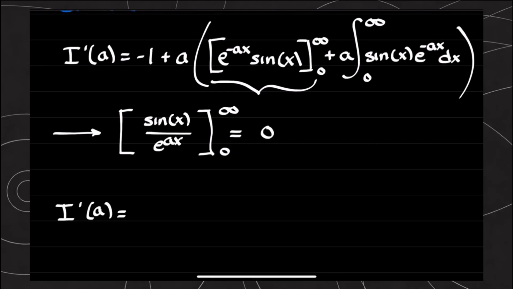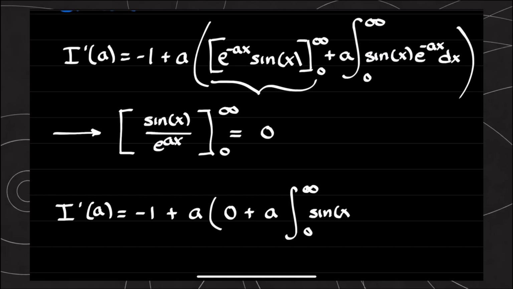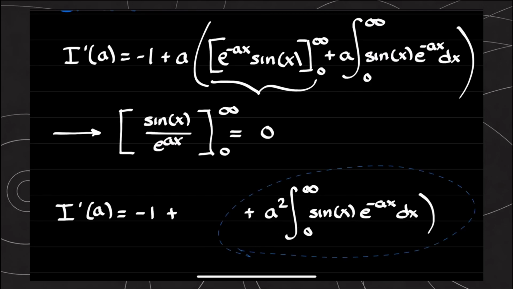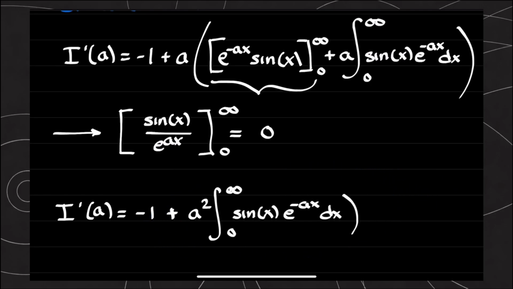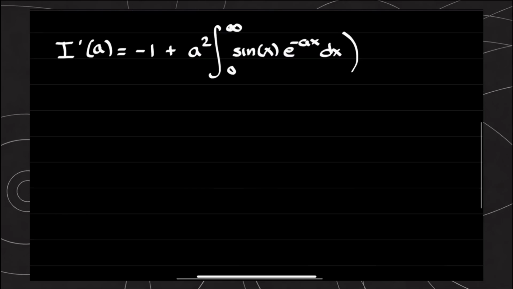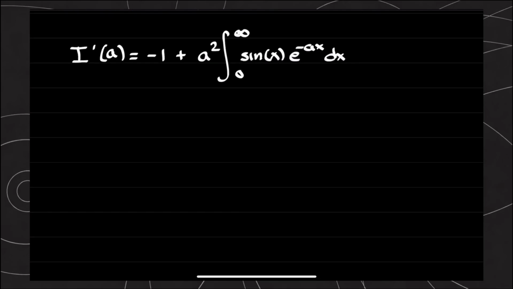Now we can rewrite I prime of a, plugging back in that term that's equal to 0. We get -1 plus a times the quantity 0 plus a times our new integral. We can then distribute this a to both of our terms. A times 0 is of course 0, and a times a is a squared. All we're going to be left with now is -1 plus a squared times our integral. Now, if we clean up this excess parenthesis here, we can see that I prime of a fits this form, and this integral should look familiar. In fact, it's actually equal to -I prime of a.